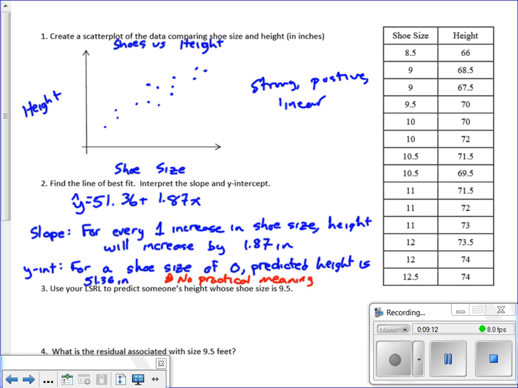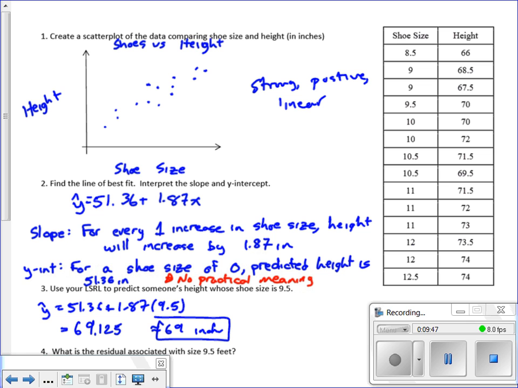Okay. We can use our least squares regression line to make a prediction. So let's make a prediction. If we know someone's shoe size is 9.5, so 51.36 plus 1.87 times 9.5, that prediction would be about 69.125 inches. We'll go with 69 inches.